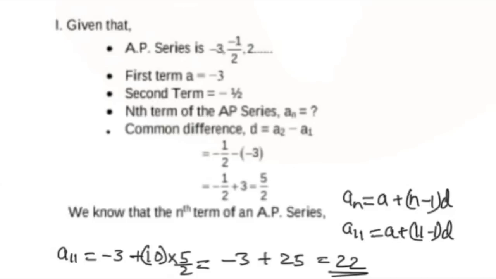Now the formula for the nth term is a plus n minus 1 into d. So a11 is equal to a plus 11 minus 1 into d. What is a? Minus 3 plus 10 into what is d? 5 by 2. You can cancel 10 and 2. It is 5. 2 5s are 10. So it is 5 into 5, 25. So minus 3 plus 25 is equal to 22. So here the value of the 11th term is 22.